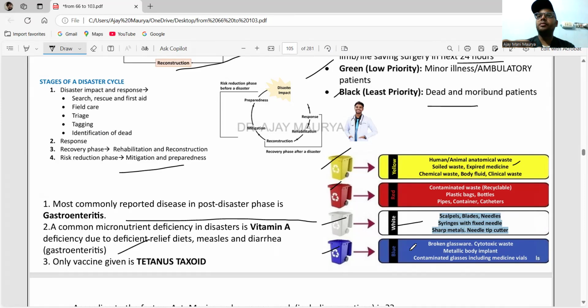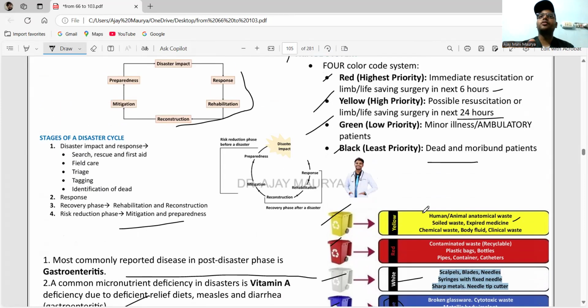See, B for blue, B for broken. Broken glassware, cytotoxic waste, metallic body implants, and contaminated glass, including medicine vials, you have to put in the blue. This is what you have to remember.